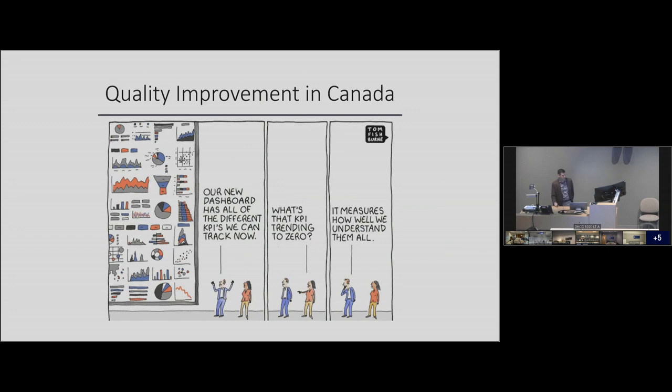So this is a cartoon Adira shared with me, which I think sums up our environmental scan, where our new dashboard has all the different indicators we can track now.